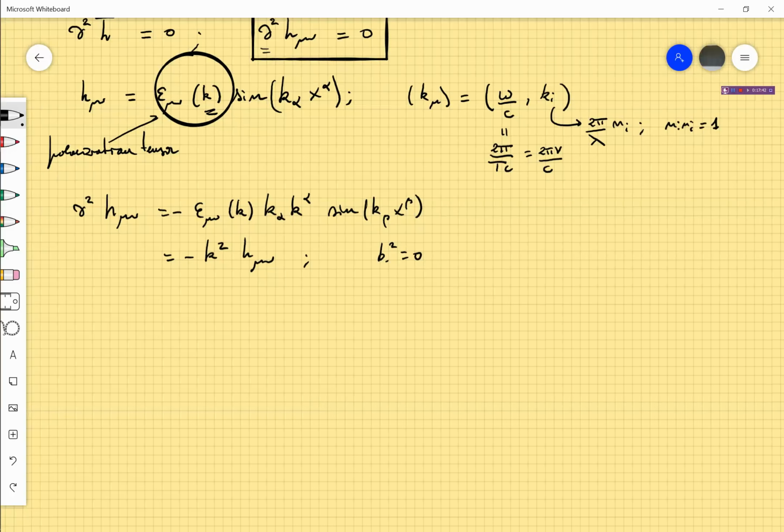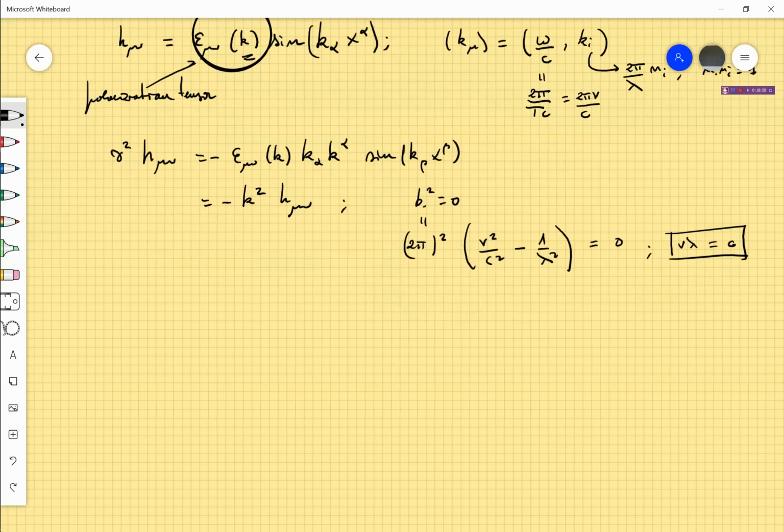With this decomposition, k squared is just 2 pi squared, and you have nu squared divided by c squared minus 1 over lambda squared. This being equal to 0 is the same as nu times lambda equal to c, which is the condition that you have for gravitational waves that propagate at the speed of light. Okay, so this is satisfied. Just a simple check.